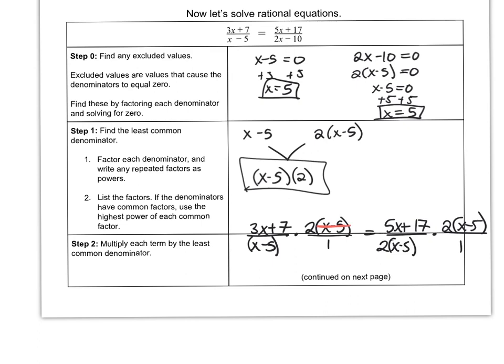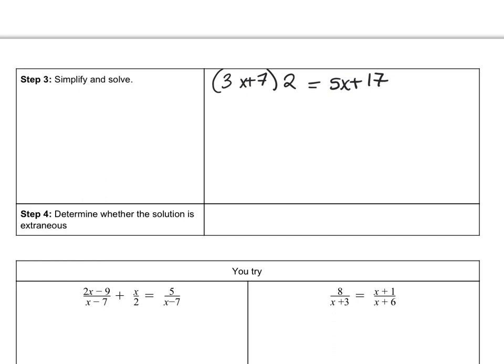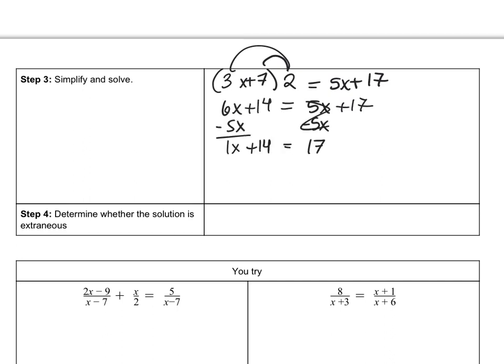So now let me simplify. I have an x minus 5 and an x minus 5 on the left. And on the right I have a 2 times x minus 5 and a 2 times x minus 5. So this is going to leave me, let's go to the next page where there's a little more room, with 3x plus 7 times 2 equals 5x plus 17. And this is a nice friendly little equation like we did in Algebra 1. So let's solve it just like we did then. We'll distribute our 2. We'll subtract 5x from both sides. We'll subtract 14 from both sides. And then we arrive at our solution of x equals 3.